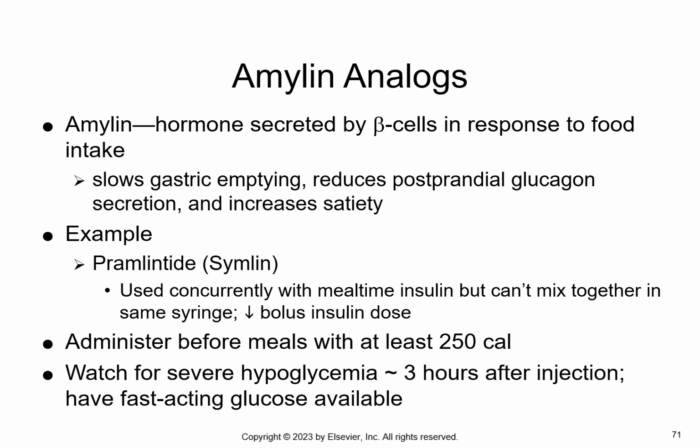Teach patients to eat a meal with at least 250 calories and to keep fast-acting glucose on hand in case of hypoglycemia. When using pramlintide, the bolus insulin dose should be reduced.